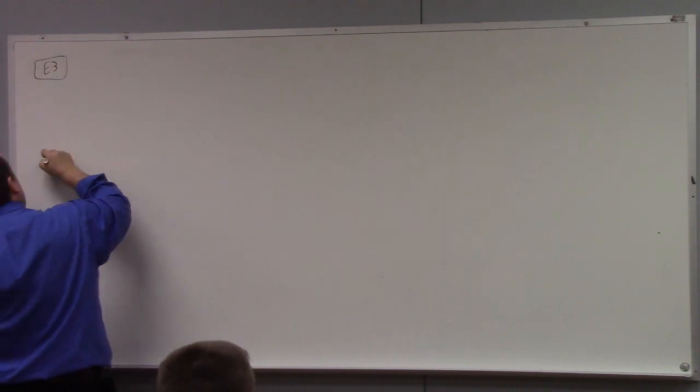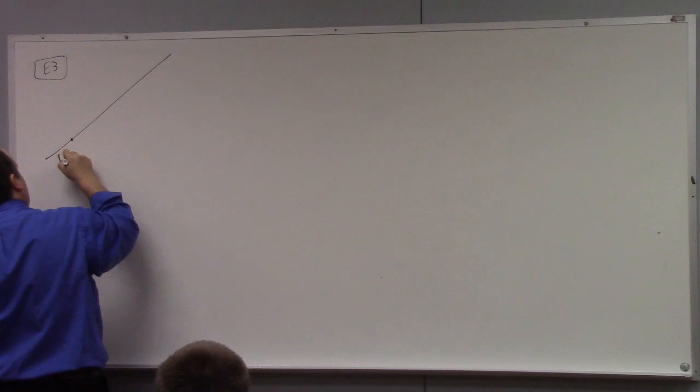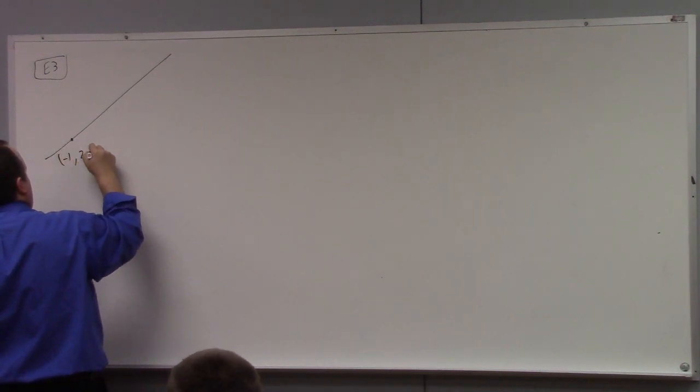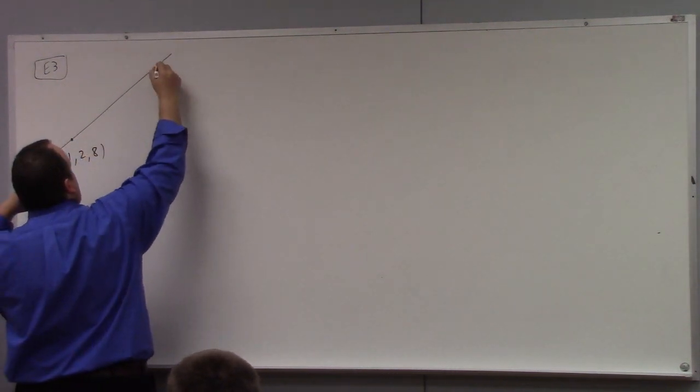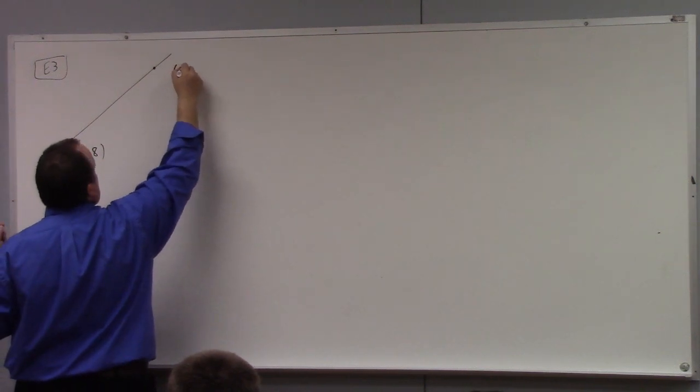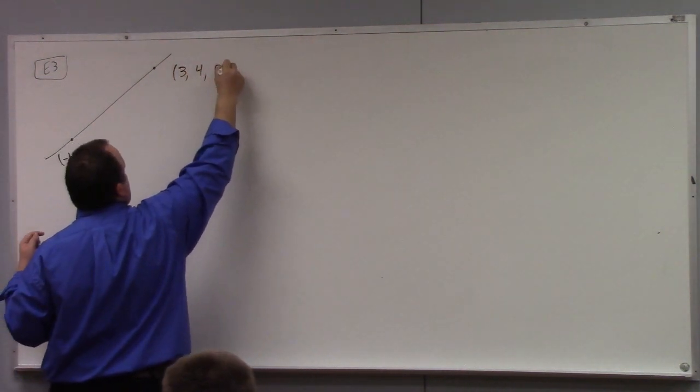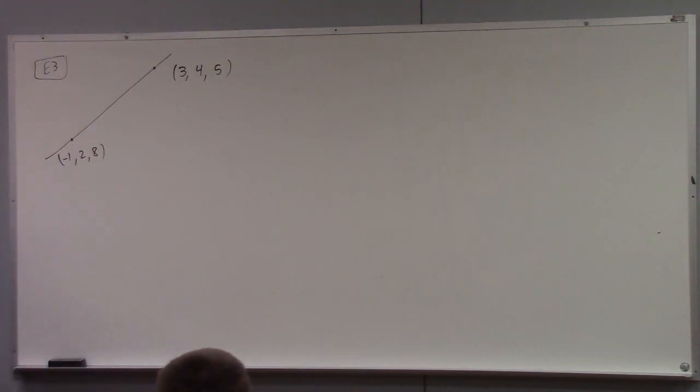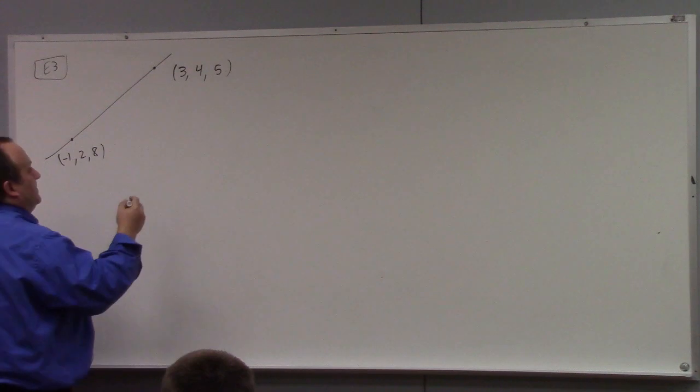All right, let's suppose we've got a line that goes through the point (-1, 2, 8). And the other point it goes through is (3, 4, 5). Statistically speaking, there's a 0% chance I can pick a point on the line, but in my lecture, it could happen. So let's hope that doesn't happen. If that happens, this whole example blows up in my face.